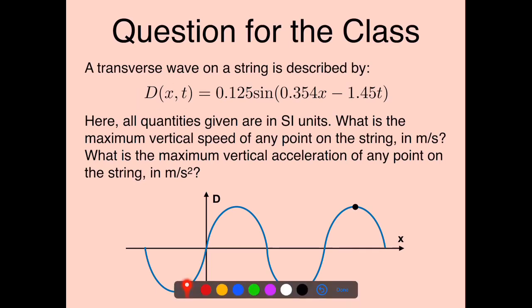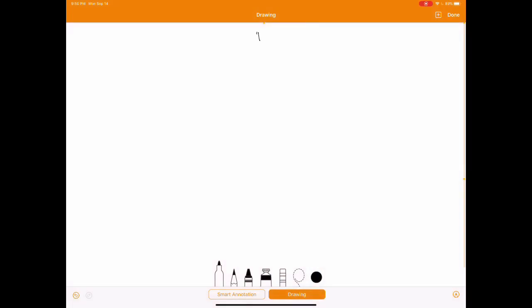Again, you'll take the first derivative with respect to time to get velocity. You'll take the second derivative to find acceleration. So do that, see if you can work it out, and then come back to the video to see what the answer is. Okay, so we'll start with our function d of x and t is equal to 0.125 times sine of 0.345, that's what I meant to say, times x, and then minus 1.45 times t. There it is.